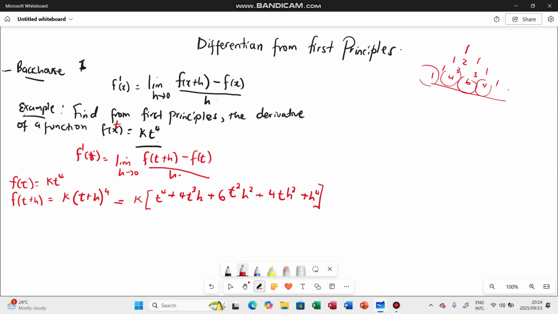Now if I put in our k, it will be kt to the power 4 plus 4kt cubed h plus 6kt squared h squared plus 4kt h cubed plus k h to the power 4. So this is our f of t plus h, which we're going to be substituting into our formula.